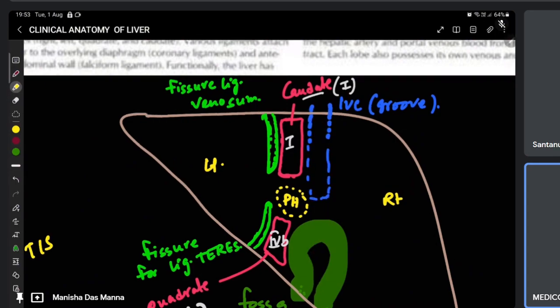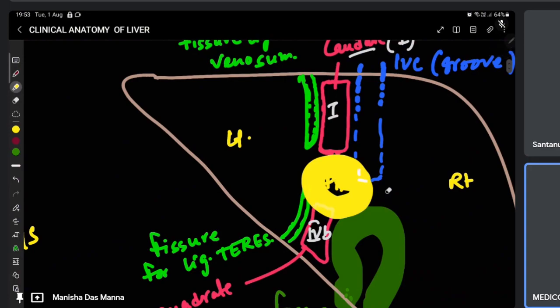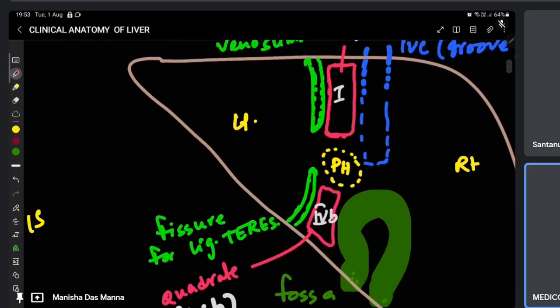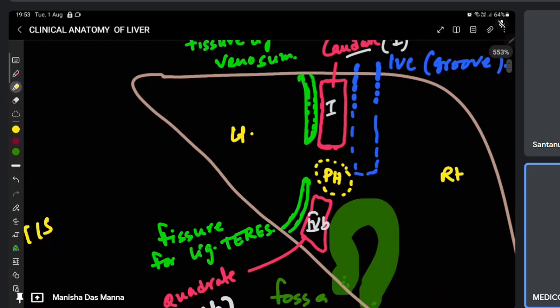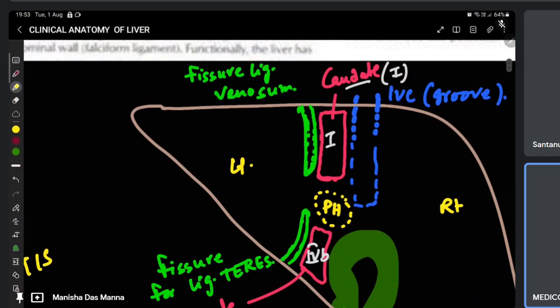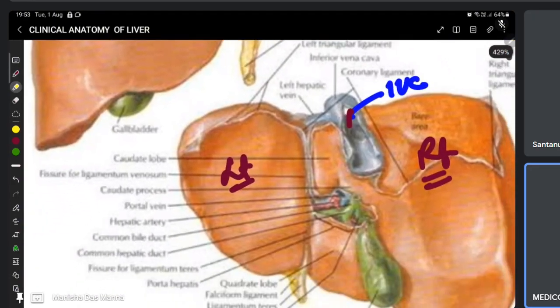Now what is this? This is porta hepatis schematically. This is the fissure for ligamentum teres, and this ligamentum teres is actually a remnant structure. And what is this? This is the fissure for ligamentum venosum, and this is the remnant ligamentum venosum. This is ligamentum teres and ligamentum venosum.